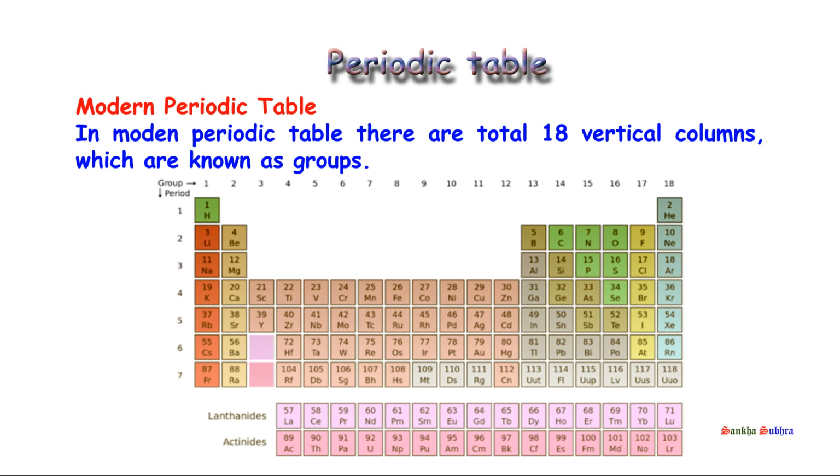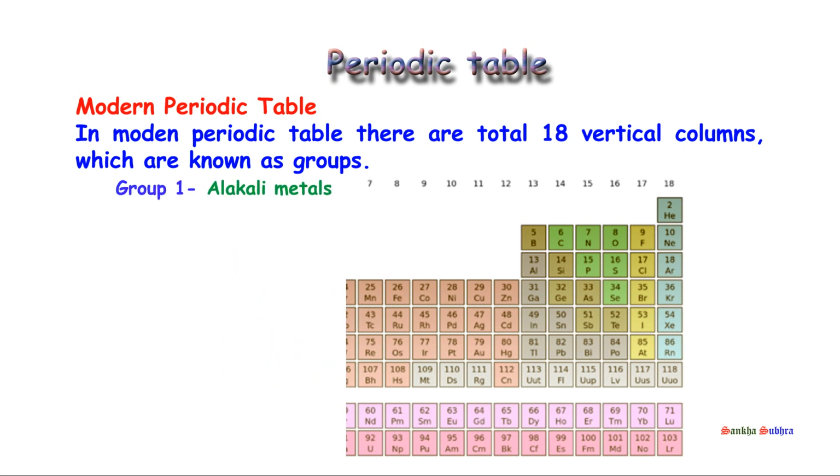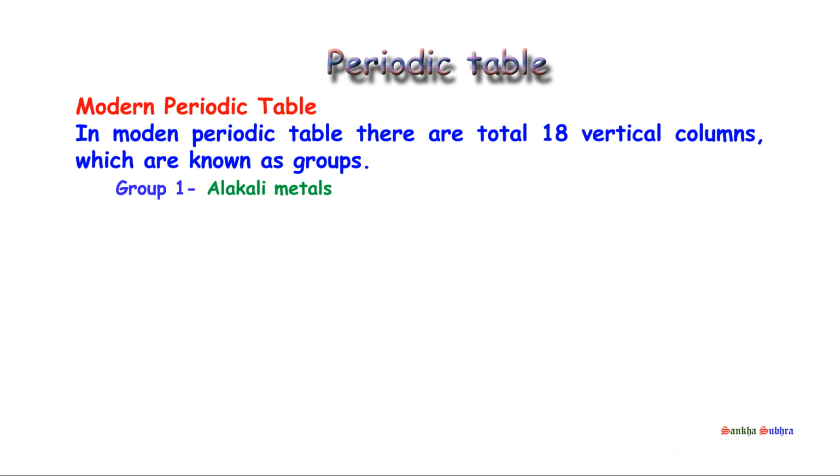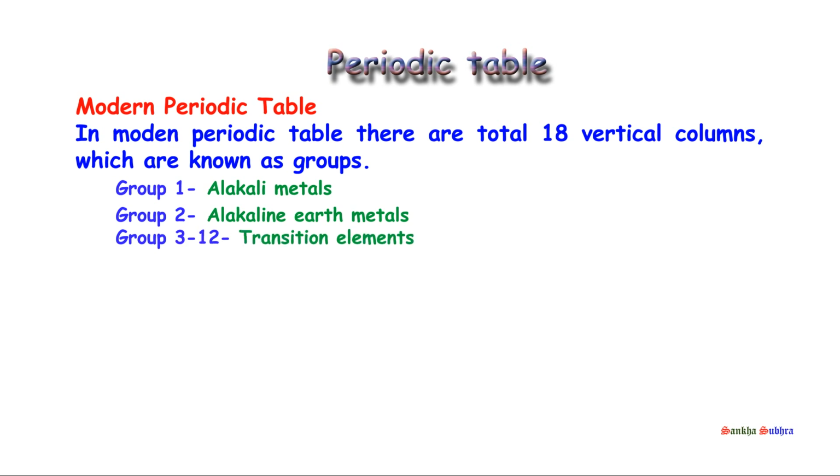Now we are implementing the artificial elements also. As a result, the modern periodic table looks like this, where the 18 groups are termed by different names. Group 1 is termed the alkali metals. Group 2 is termed the alkaline earth metals. Groups 3 to 12 are termed the transition metals.